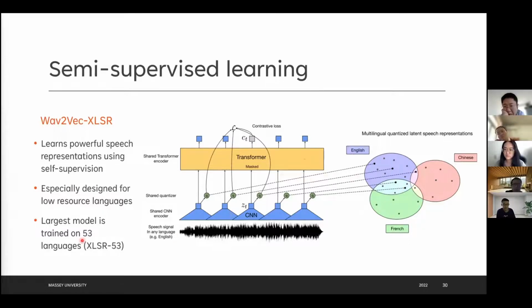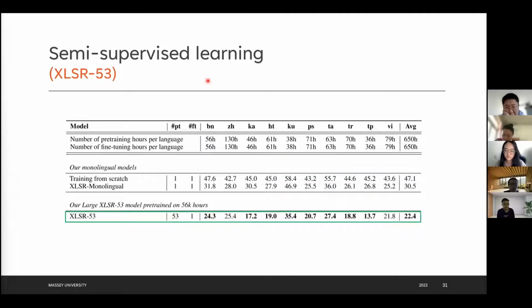So the largest model they have presented is trained on as many as 53 languages, and they have presented their results, which are very good. They have used, again, the Babel dataset, which has many languages, including Yulu, Bengali, Telugu, and many others. And they have used the Common Voice dataset as well, which is a crowdsourced dataset.